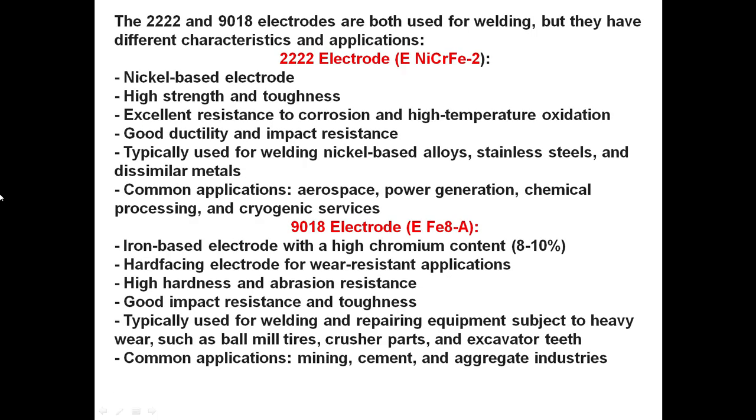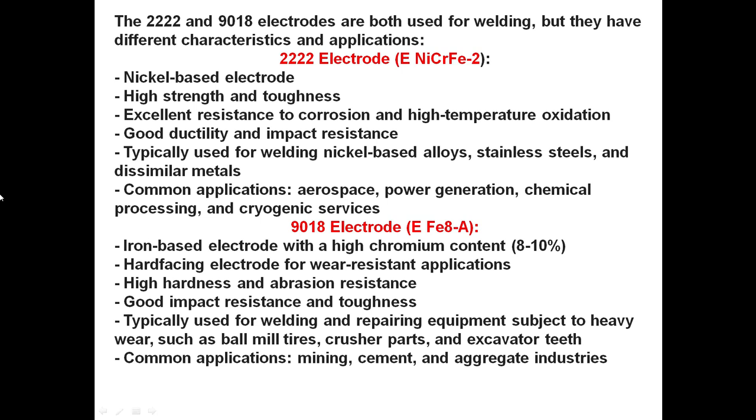tire welding. The 2222 and 9018 electrodes are both used for welding, but they have different characteristics and applications. See the 2222 electrode. This one is a nickel based electrode. High strength and toughness, excellent resistance to corrosion and high temperature oxidation, good ductility and impact resistance. Typically used for welding nickel based alloys, stainless steels and dissimilar metals. The common applications are aerospace, power generation, chemical processing and cryogenic services.